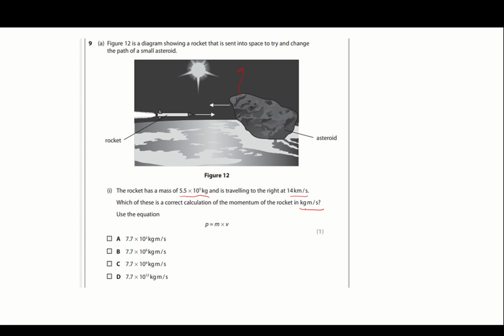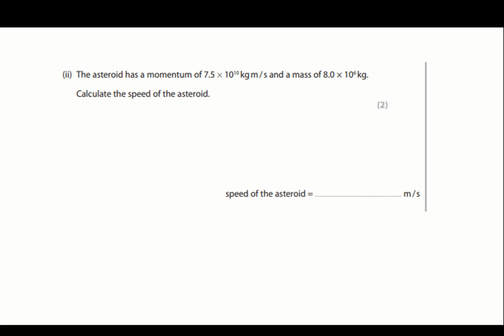So I can see the kilograms is matching up with that, but the kilometers per second does not match up. So times that by 1,000 and we get 14,000 meters per second, and then we're away. We've just got to times them together. So that will then give you 7.7 times 10 to the 9, answer C.